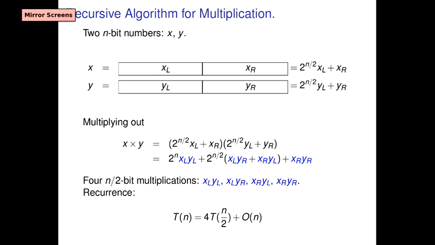And so now we can write a runtime recurrence. Okay, so the time to multiply 2 n-bit numbers is the time to multiply 4 pairs of n over 2-bit numbers, right? Those are the costs for the recursive calls. Plus O of n. What is O of n? You have to add them back up. That's the O of n work that you do, okay? To actually produce your final answer. So that's the recurrence, okay?